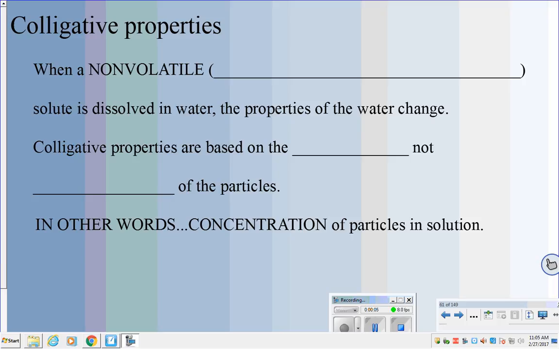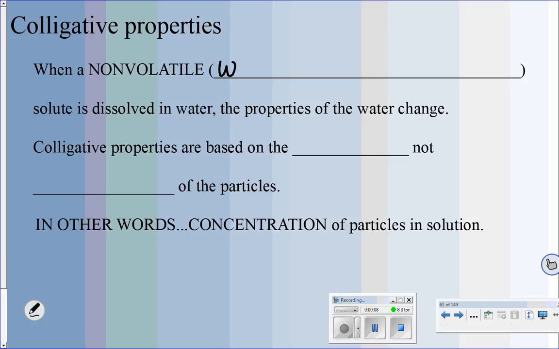When a non-volatile solute is dissolved in water, the properties of the water change a little bit. Non-volatile just means something that won't easily evaporate. Non-volatile solutes include things like salt or even sugar, things you can put into water that we don't expect to come out of the solution very easily. If you put a gas into water, it'll bubble out, so that would not be considered non-volatile. This is something that's going to stay in the water, so it will affect the properties of the water a little bit.